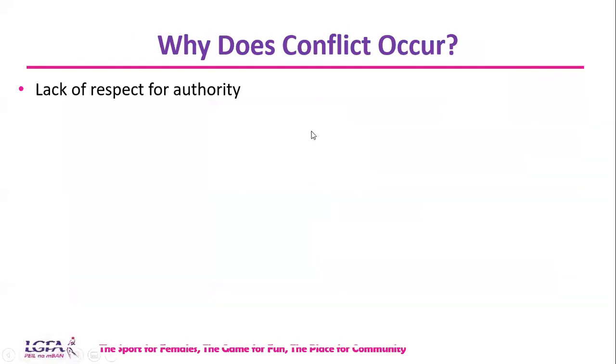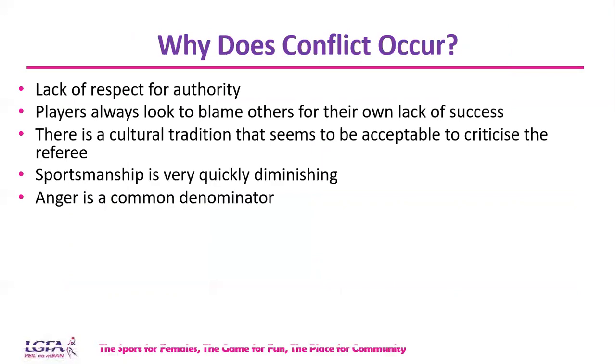So why does the conflict occur? We talked about different conflict scenarios there. A huge amount of it is a lack of respect for authority. They don't care that the referee is there, that he's been trained and is doing the job, so they believe they can say or do whatever they want.